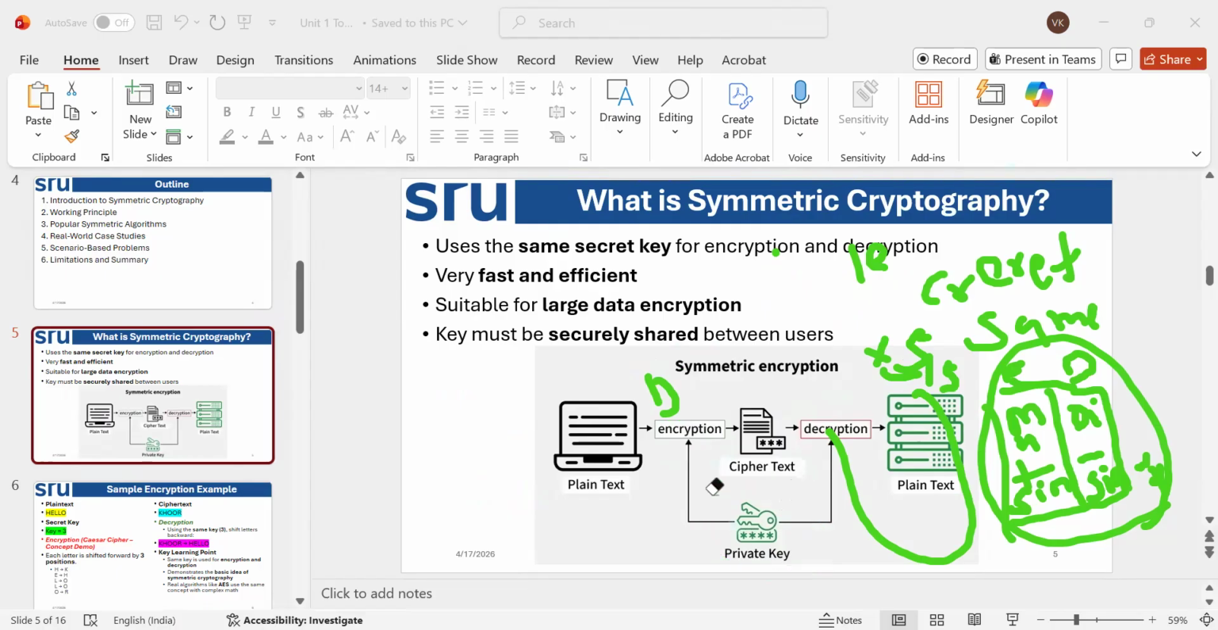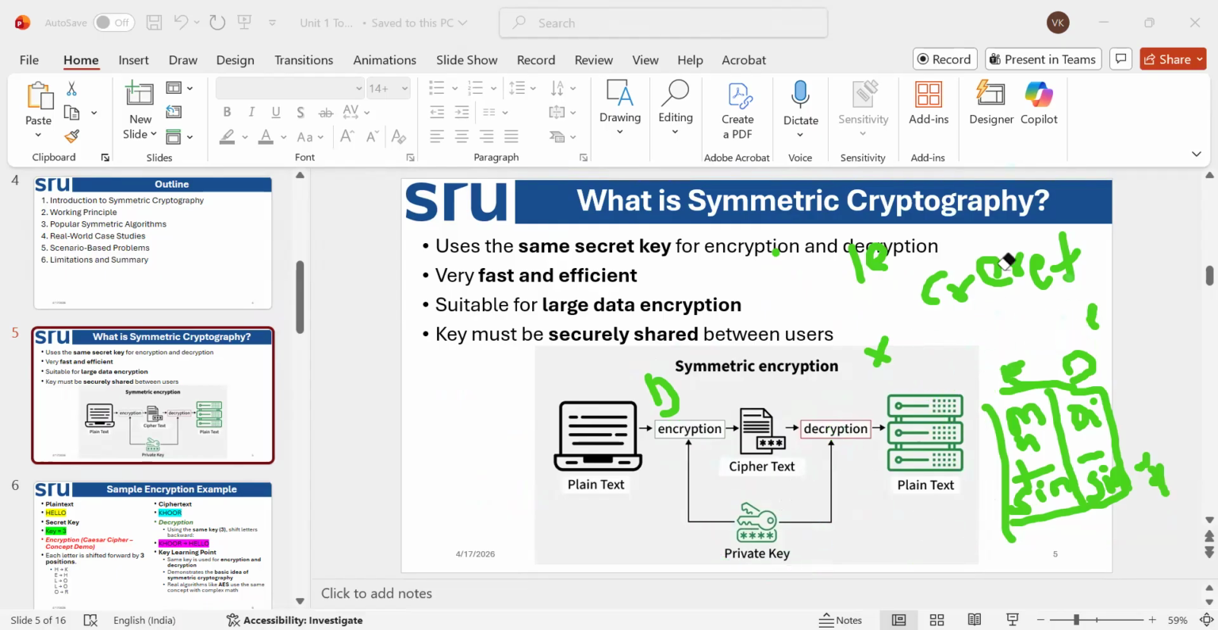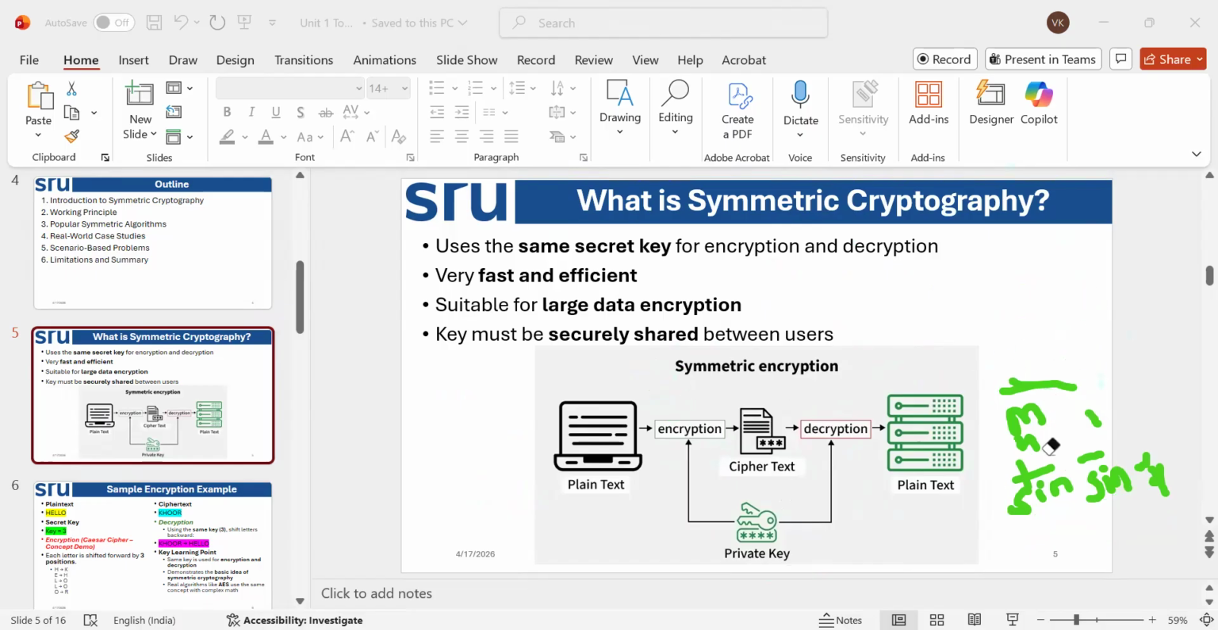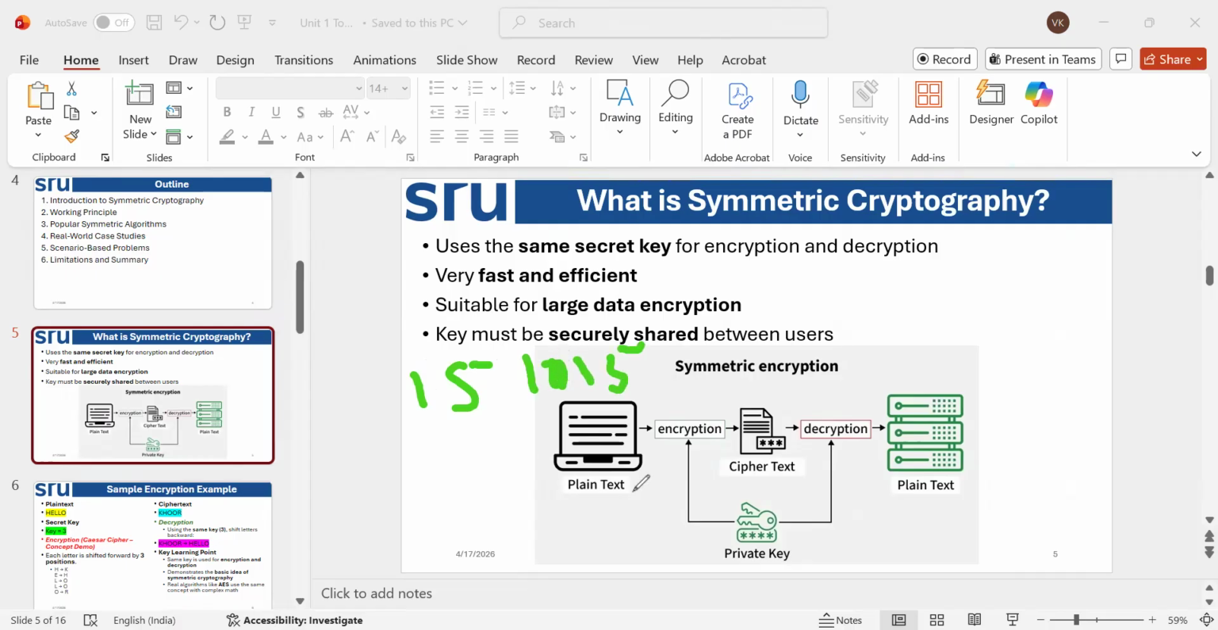Suppose there is an original text. What is the original text? Suppose the original text is 1, 5, 10, 15. What we are doing in the encryption stage is dividing each by 5. So this will become what?